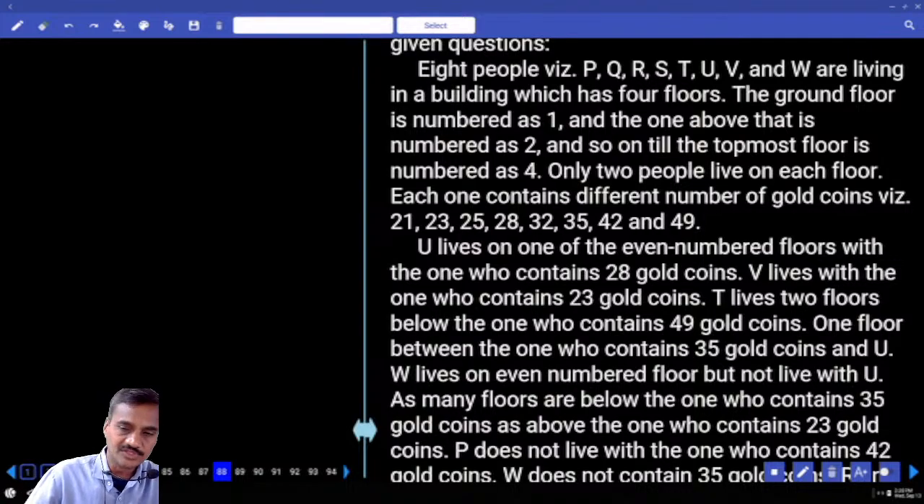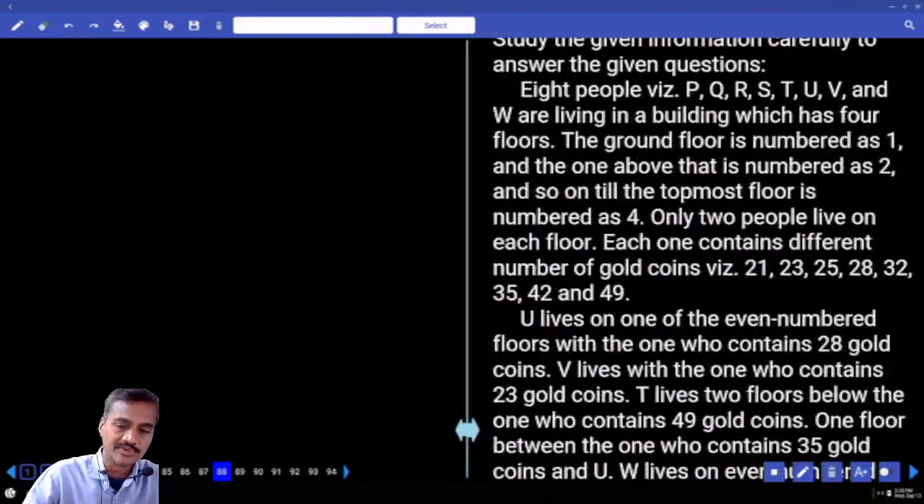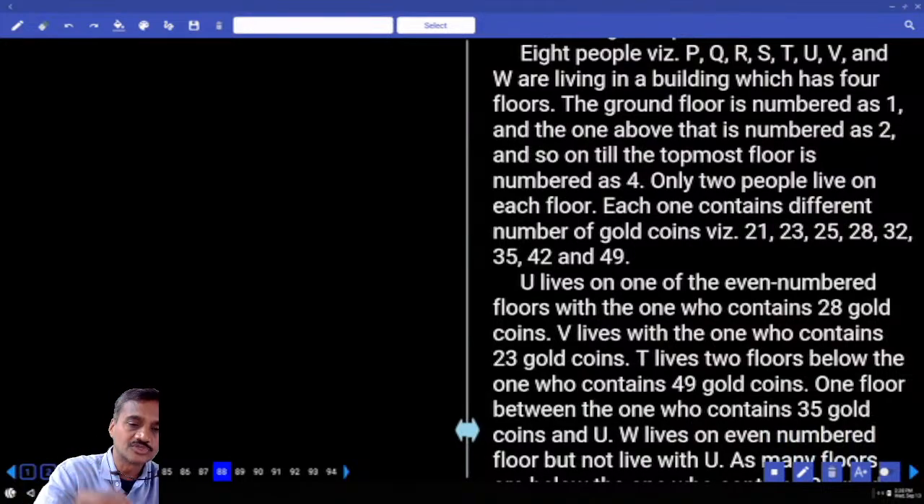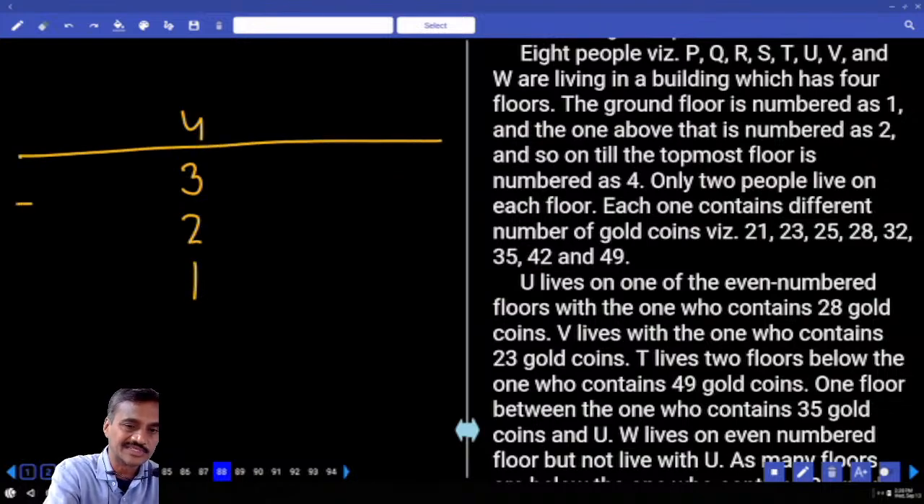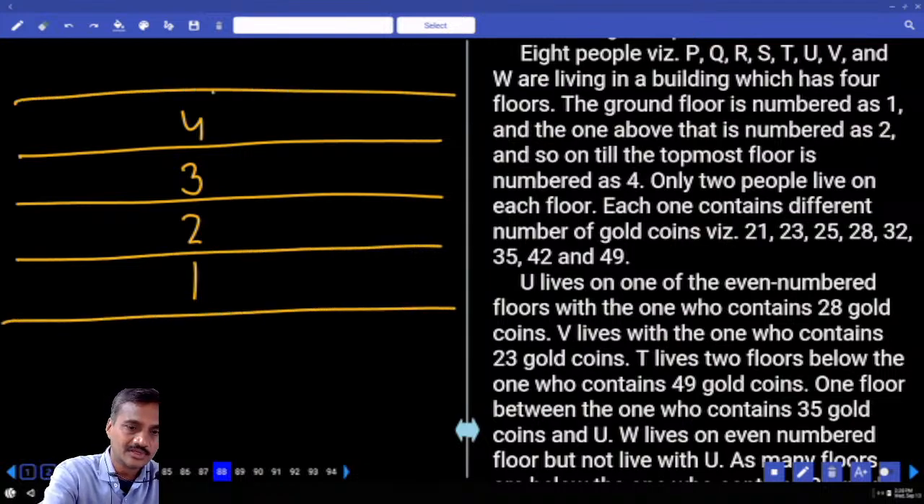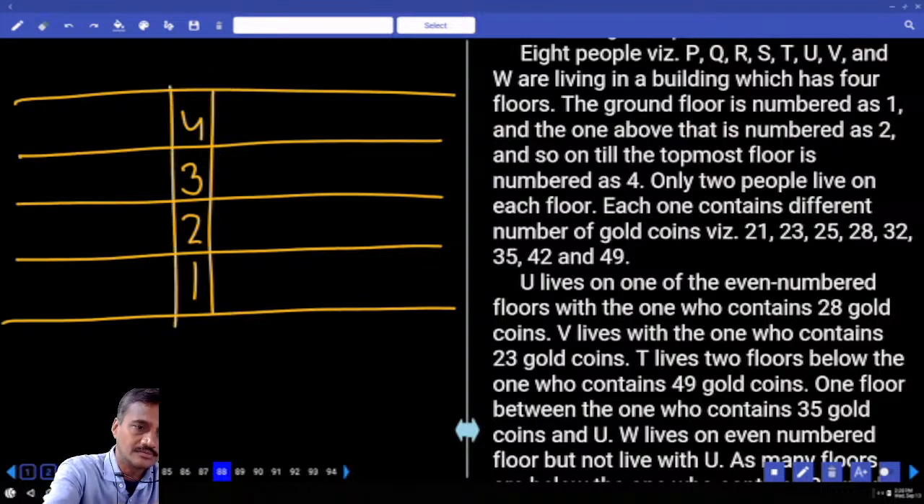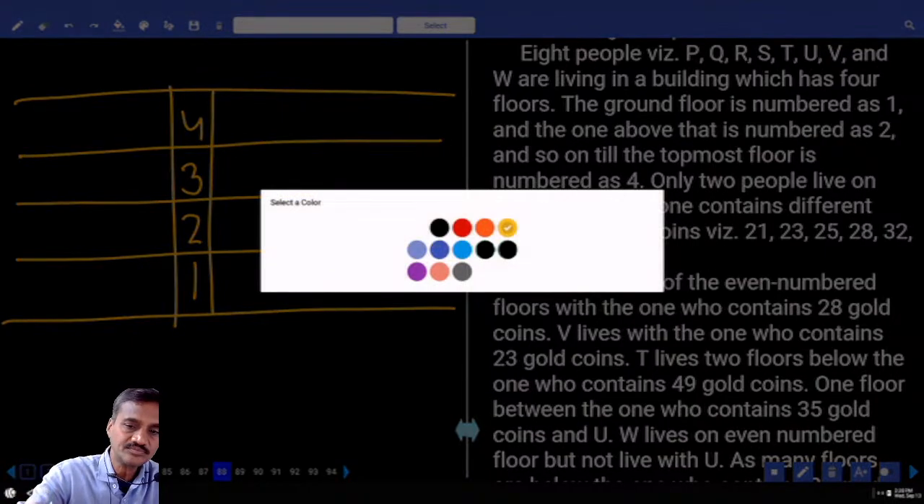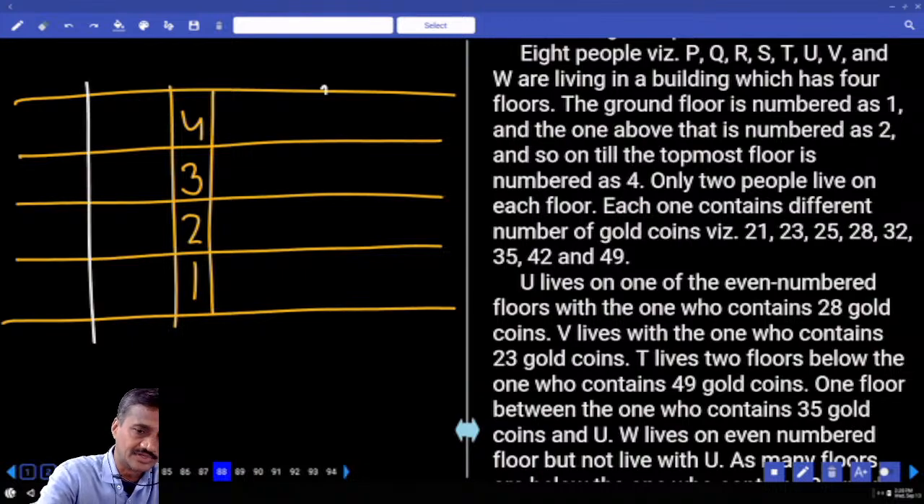Then in this one, 88 to 92, how many floors are there? There are 4 floors: 4, 3, 2 and 1. And each floor is having exactly 2 different flats. The next one, flat 1 and flat 2.